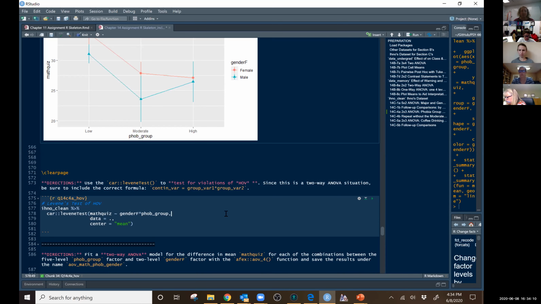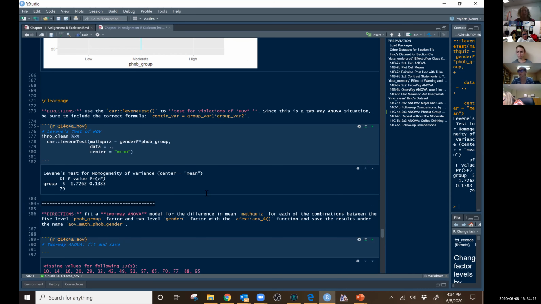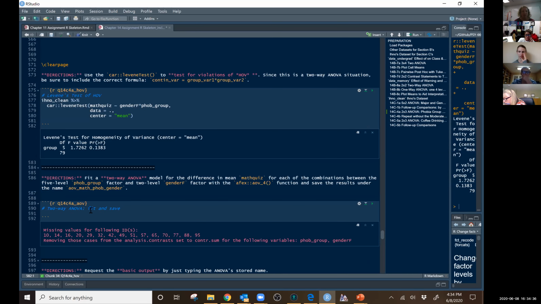So in Levine's test, after our tilde, we have our two factor variables separated with asterisks. So what does Levine's test tell us? The p-value is not significant, so we have no evidence of violations of homogeneity of variance. Okay, so we're going to do our two-way test.